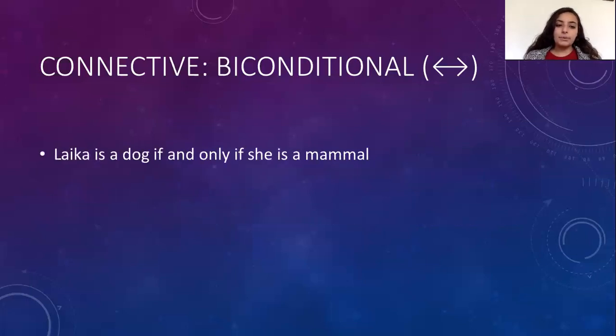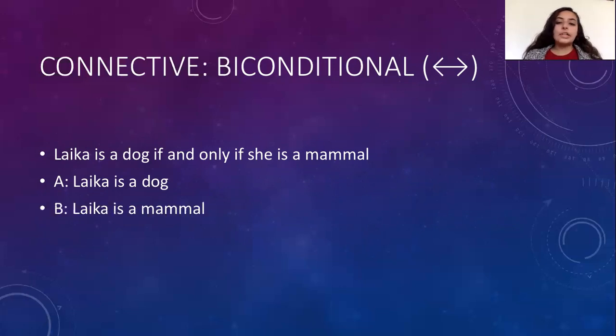Okay, so for example, Luca is a dog if and only if she is a mammal. So obviously we separate the two ideas out. You get the dog, we assign the letter A to it. You get she's a mammal, we assign letter B to it. And then you easily put a biconditional in between them, and then you're good to go.